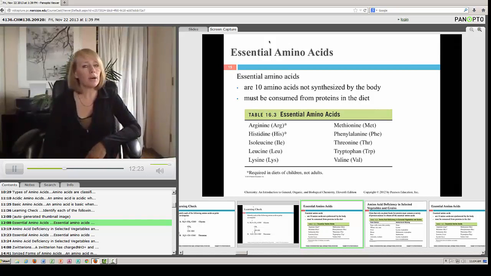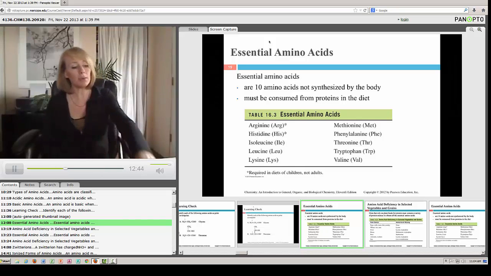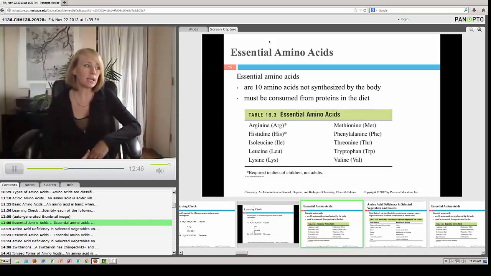So those 10 amino acids I expect you to be aware of and know by the end of the class, and that is arginine, histidine, isoleucine, leucine, lysine, methionine, phenylalanine, threonine, tryptophan, and valine. Notice that there's only 20 amino acids. So half of the amino acids we actually have to consume. The other half of the amino acids we are able to synthesize in our body.